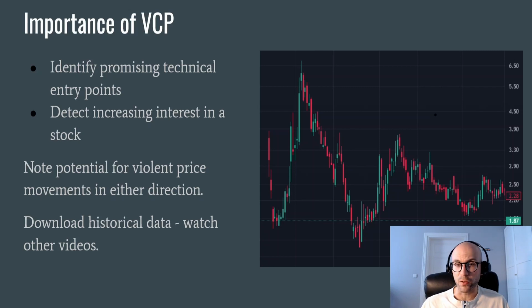This pattern has to a large extent been popularized by Mark Minervini. He has used it to find good entries and as an instrument to measure institutional interest in a stock, which often precedes a substantial movement in its price. However, I'd like to note that the volatility contraction pattern itself is not a buy signal. Its nature can result in really violent moves in both directions, and thus you really have to use solid risk management practices alongside it.